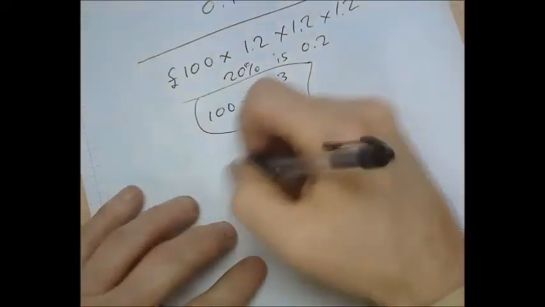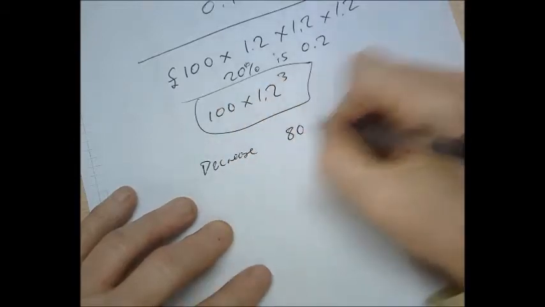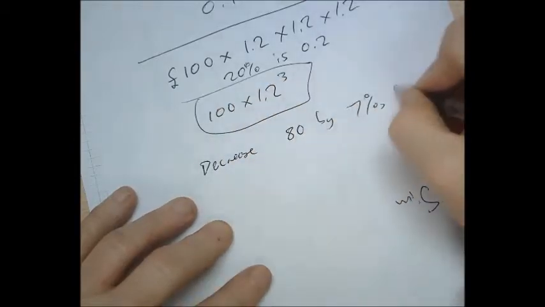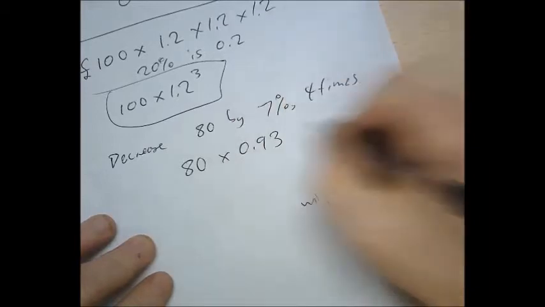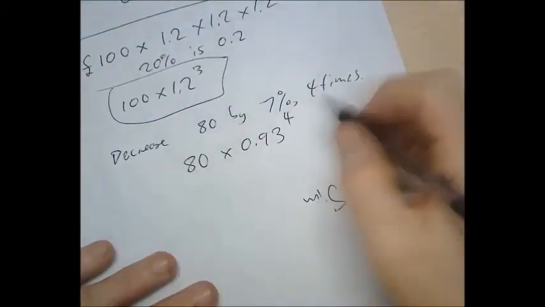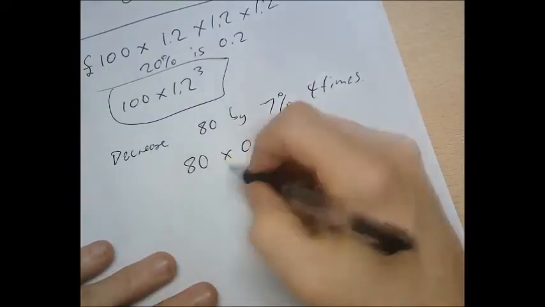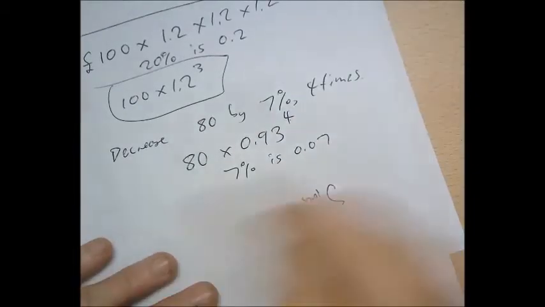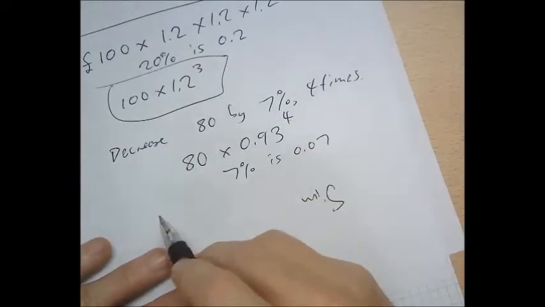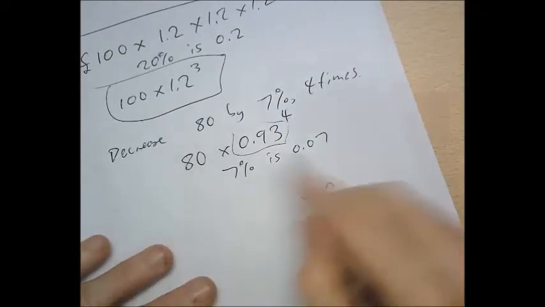Okay, so I'll just do another example. Decrease £80 by 7% 4 times. Okay, just go 80 times 0.93 to the power of 4. Okay, where did the 4 come from? Just because I'm doing it 4 times. Where did the 0.93 come from? Because 7% is 0.07. Okay, so 0.07 subtracted from 1, and that's how I got the 0.93. Okay, the reason why I'm taking away from 1 is to make sure that it goes down a little bit each time.